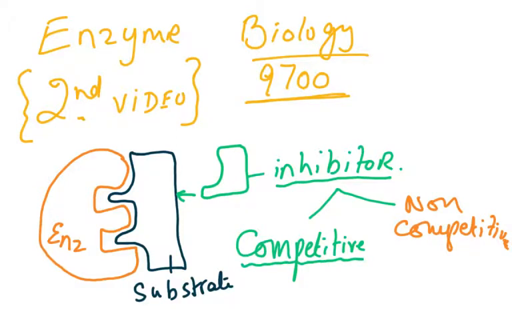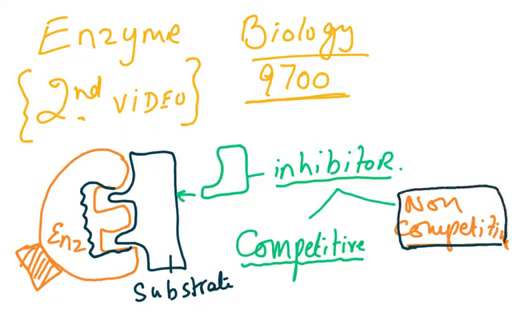And if we have something which is not the same shape as the substrate and it fits somewhere else, it can fit to a site other than the active site, and it can change the shape of the active site. So the substrate no longer fits. Now those are called non-competitive inhibitors. So we have two types of inhibitors: competitive and non-competitive inhibitors.